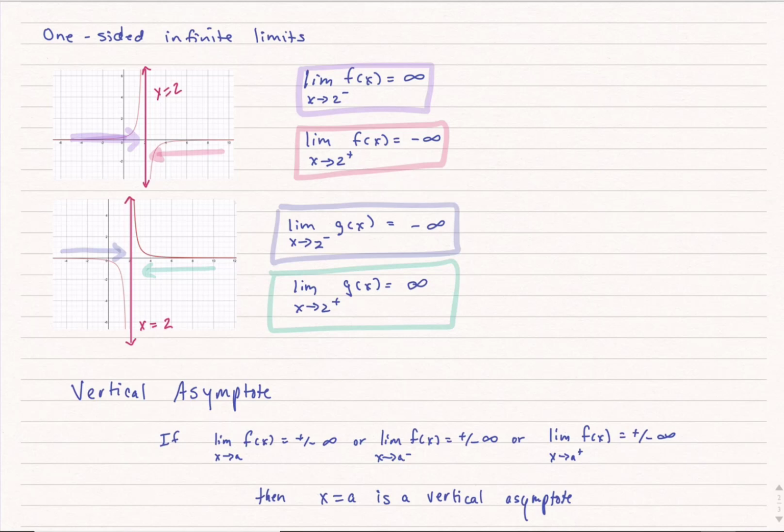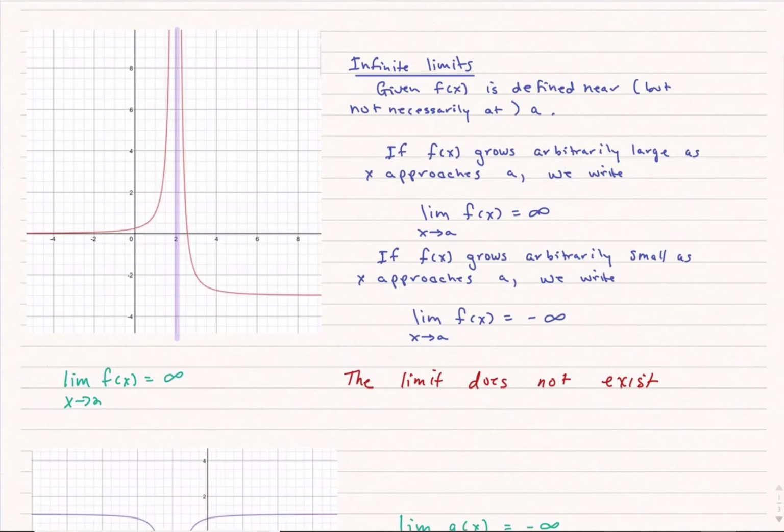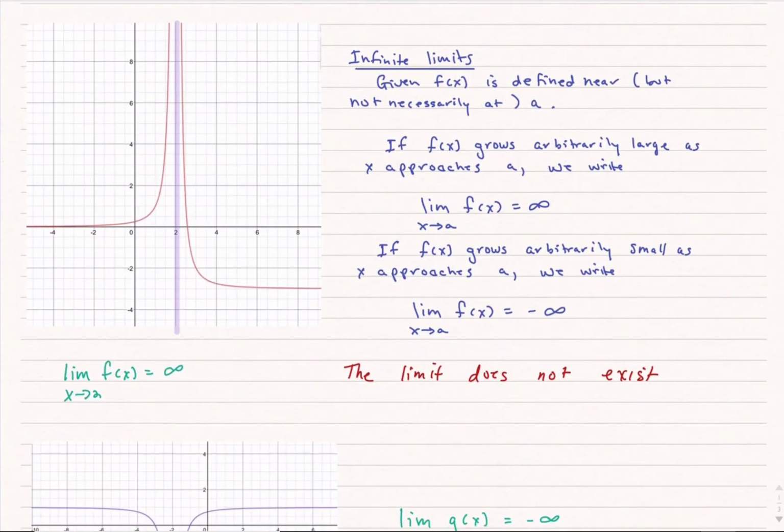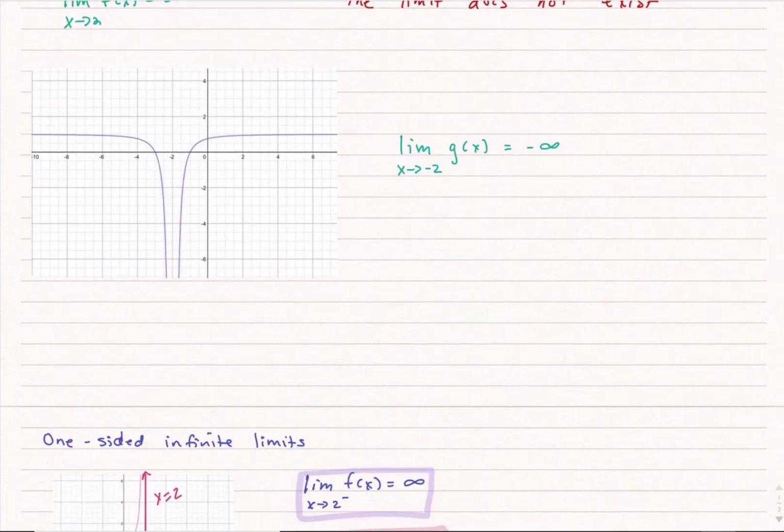Those are the vertical asymptotes of those graphs. Let's go back to the previous graphs. For my first example, again, the vertical asymptote is x equals A. And for this example, the vertical asymptote is x equals -2.